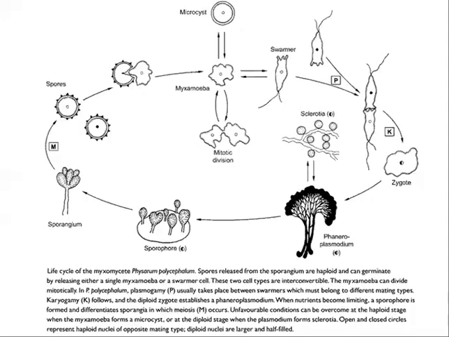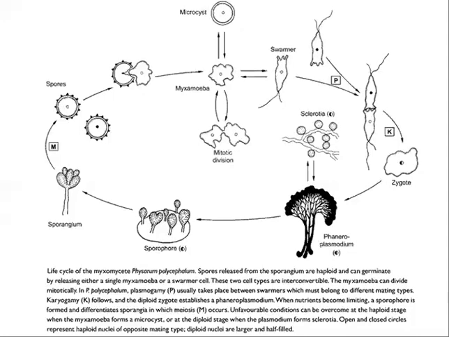Both swarmers and Myxomoebae form filose pseudopodia. Filose means pointed pseudopodia. You can see here the pointed pseudopodia of the swarmers and Myxomoebae, with which they can engulf their food. Sexual reproduction is initiated when two haploid Myxomoebae or swarmers of compatible mating type fuse to form a zygote, from which the diploid plasmodium develops. After the zygote formation, the phaneroplasmodium is formed.